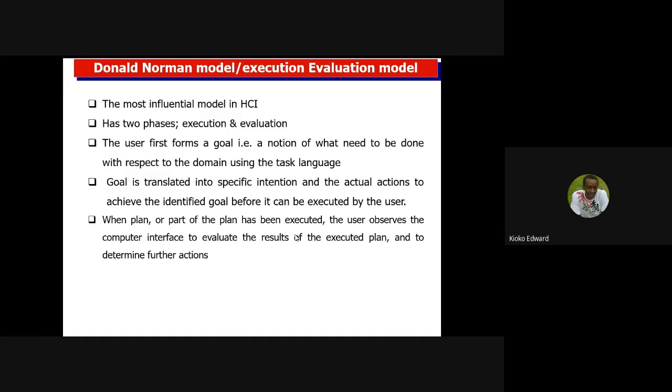If you find that what is being displayed on the system doesn't meet your requirements, then at that time, you can determine further actions. Do you fine-tune the keywords? Do you, for example, add maybe more operators for you to be able to find the item you are looking for within the system? That's all about the Donald Norman execution.